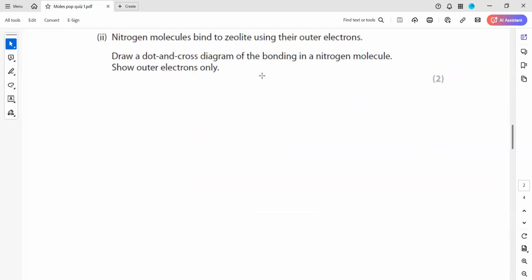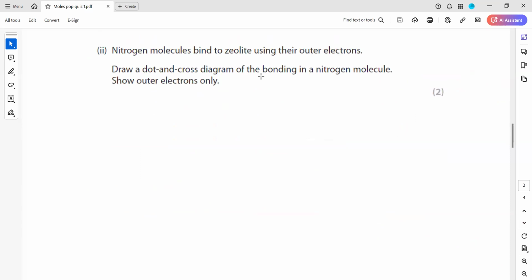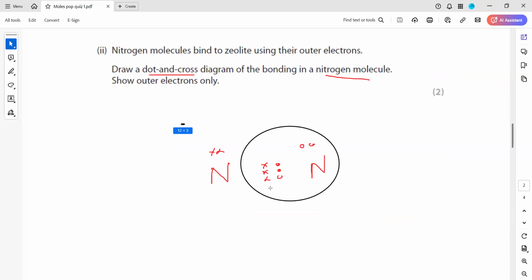The next is nitrogen molecule binds to zeolite using their outer electrons. Draw a dot and cross diagram for a bonding of nitrogen molecule. So nitrogen belongs to group 5. Group 5 shares 3 electrons. So if this shares 3, this will also share 3. And unshared will be 2. So for dot and cross, one of the atoms should be dot, the other one should be cross.